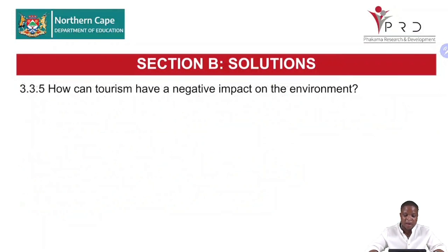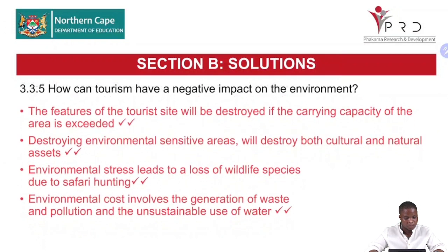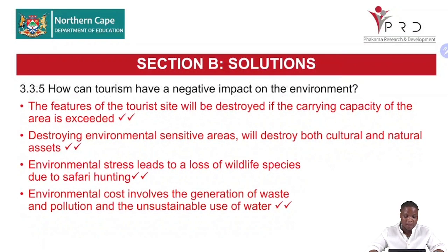How can tourism have a negative impact on the environment? One of the effects of tourism is on the environment. So there are more people coming in as tourism is increasing, and that can have a negative impact on the environment. The features of a tourism site will be destroyed if the carrying capacity of the area is exceeded. If there are more people at that tourism attraction, then we may destroy whatever they are offering.